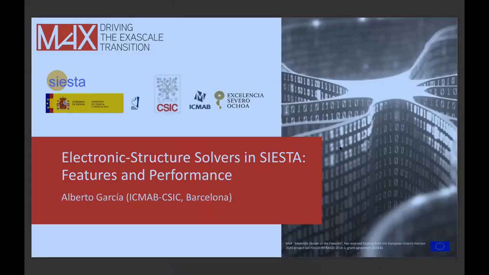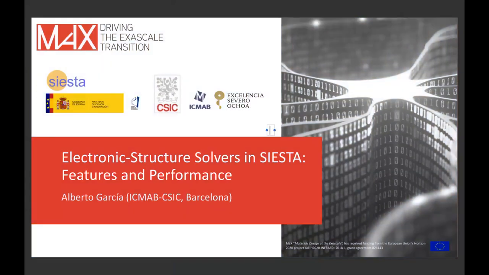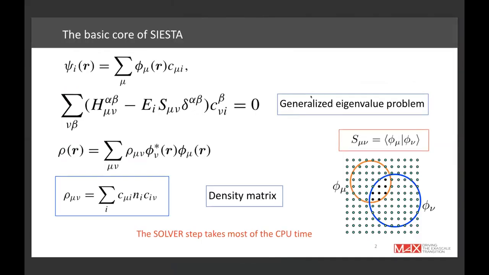Okay, this is Alberto Garcia. I'm going to tell you about one of the parts, one of the modules that Emilio was talking about in his transparency, the quantum engine, which is at the core of Siesta and is the calculation of the actual electronic structure. So Siesta uses a basis set of atomic orbitals. This is the typical one electron wave function that you can write expanding in that basis.